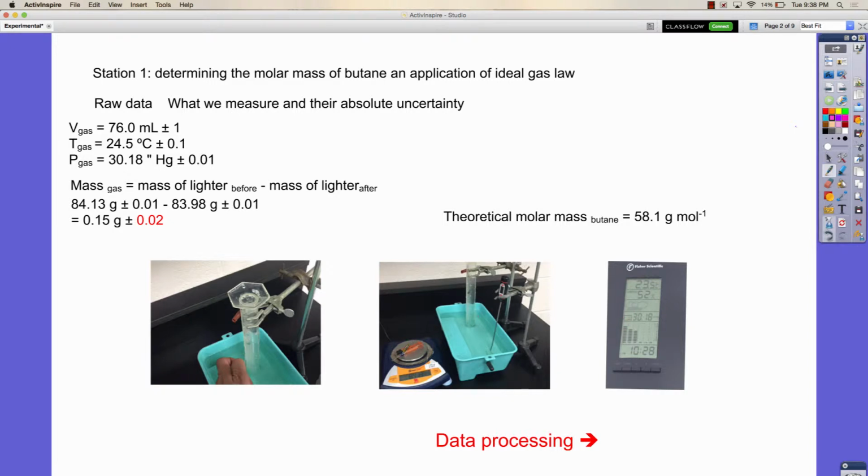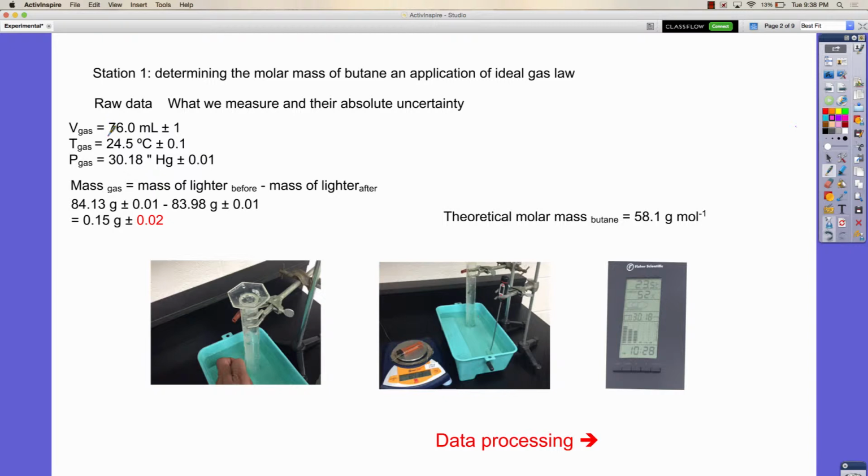The butane lighter you should weigh before with the plastic tube. Then once that's done and you write your number down, go here, collect your gas. So these are examples of just numbers. I made up the numbers, and then you actually are going to do your own lab.